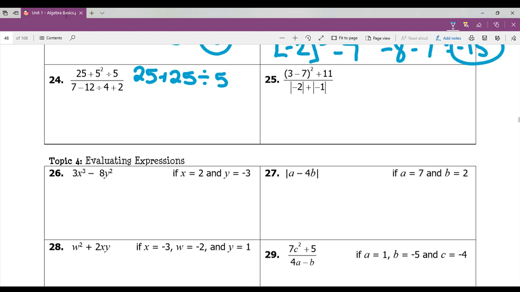25 divide 5 is 5. So 25 plus the 5. So our 30 is on top. Okay, I'm just going to leave it over there for a minute. I'll come back to it. 30 is on top.